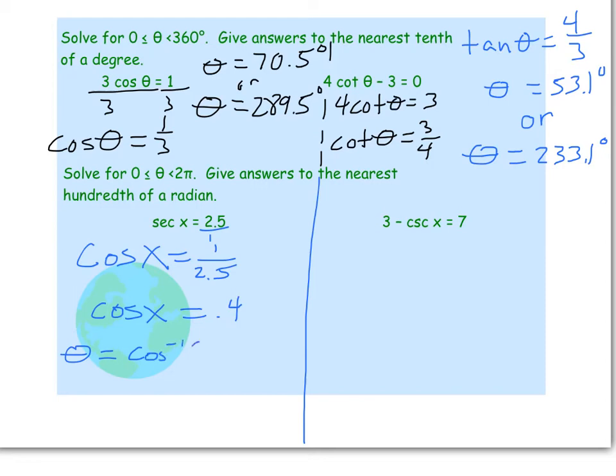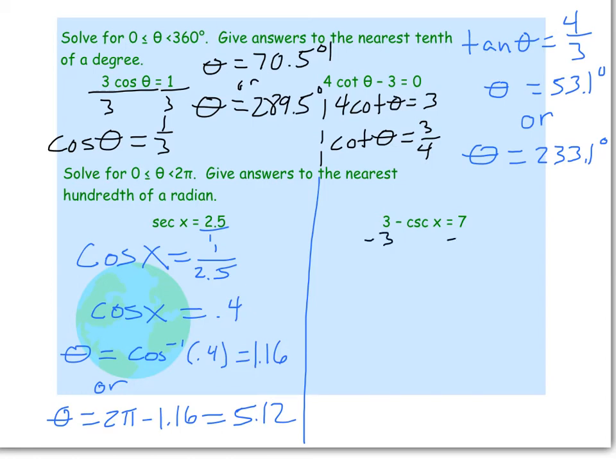And as I've done for every example, I would then go to my calculator and use the inverse. And I'm in radian mode now, so I get 1.16 radians. And then to get my second solution, because it's cosine, I would take 2 pi minus 1.16. I'm using 2 pi here instead of 360 again because I'm in radians. And I would get 5.12 radians for my two solutions. Okay. Let's take a look at just one more.